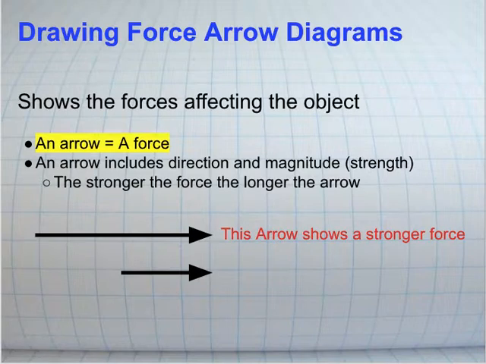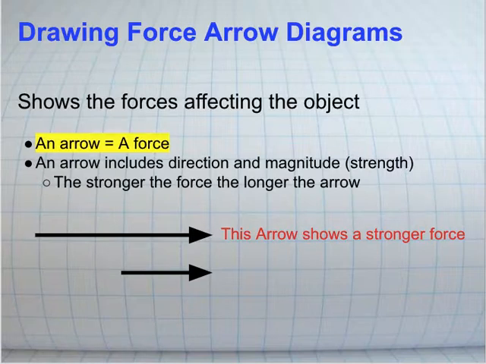The way the arrow does both is, number one, it shows us which direction it's going because we can point that arrow right, left, up, down. And it also tells us how strong it is because we can make the arrow longer or shorter to show that it was a really strong force or a really weak force.